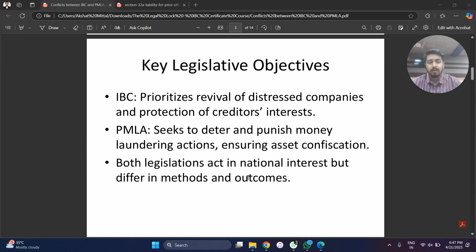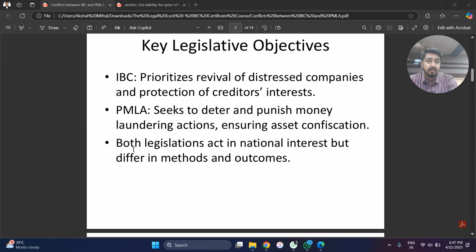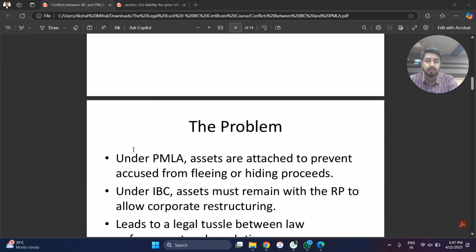So more or less the two legislations are somewhat resolving the same problem but in a very different manner. So the intention of these two legislations are very different. IBC does not focus on the punishment aspect, whereas the PMLA focuses on the punishment aspect, and PMLA does not focus on looking after the interest of the creditors, whereas the IBC is looking after the interest of the creditors. So that's how these two legislations are intended by the legislature, and these are their main objectives.